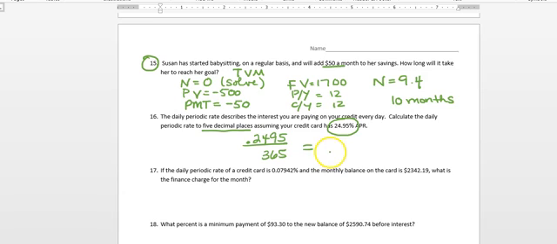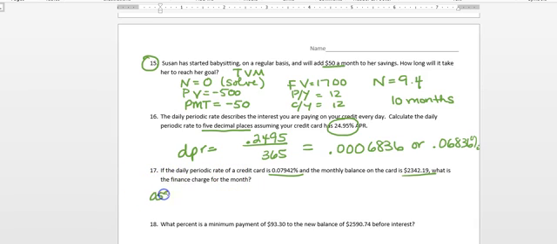So this is going to give you 0.000686, or you can think of that as 0.606836%. Now that's your DPR, daily periodic rate. Your daily periodic rate on a credit card, they're telling you, is 0.0745. Your monthly balance on your card is $2342.19. What is the finance charges?